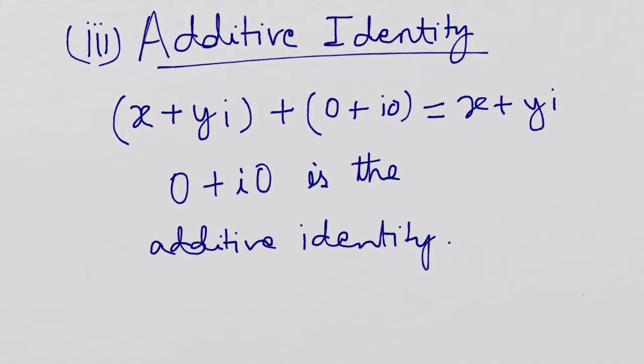The third property is additive identity. 0 is called the additive identity of complex numbers because when we add any complex number with 0, the result is the same complex number. The complex number doesn't change. So 0 plus iota 0, which is equal to 0, is the additive identity.